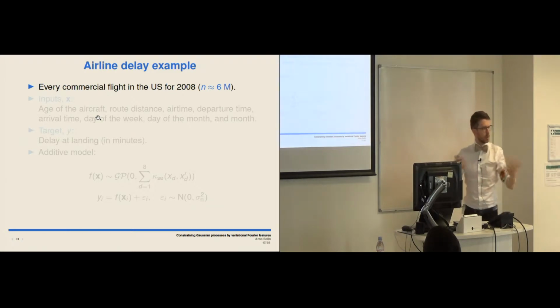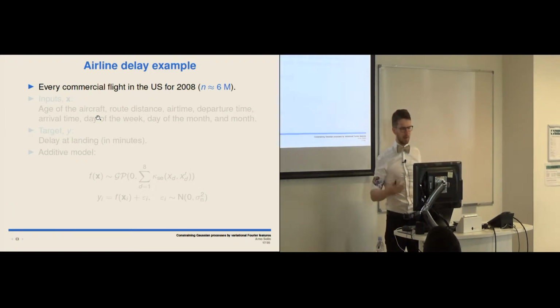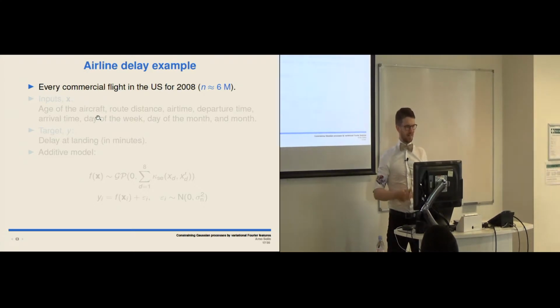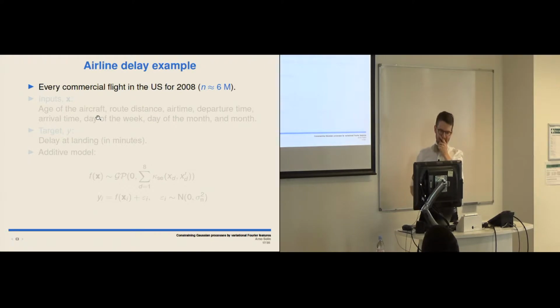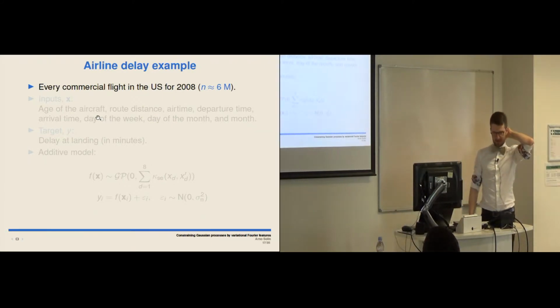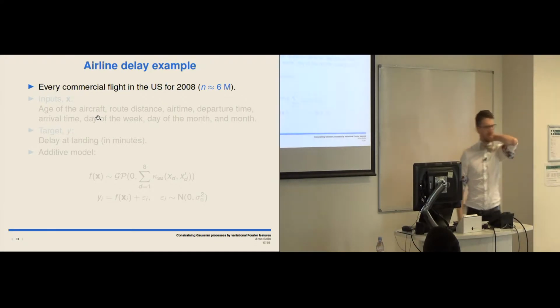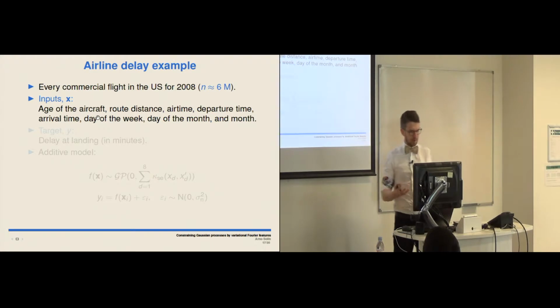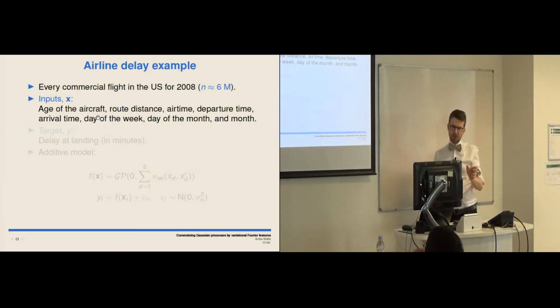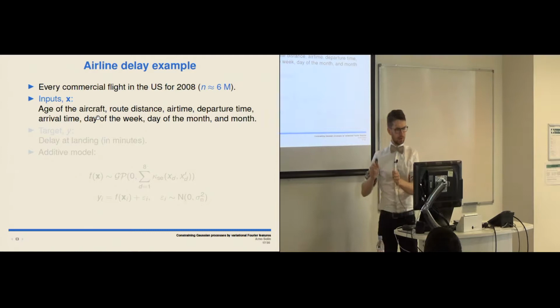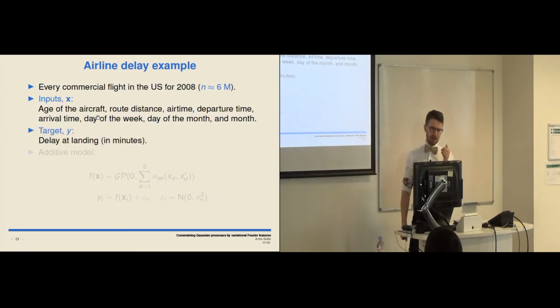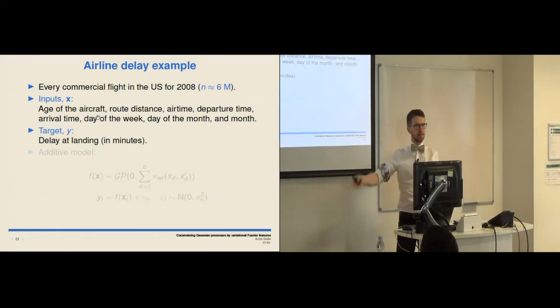After the brewery tour yesterday, I went back to the hotel and thought I should probably still update my slides. So I decided to make you a demonstration of how fast this is. Let's consider a data set. This is a standard benchmarking problem. The data set contains all flights in the US for the year 2008. I think this was originally in one of James Hensman's papers. The typical inputs are 8 inputs: the age of the aircraft, the route distance, airtime, scheduled departure time, arrival time, day of the week, day of the month, and the month. The target is to predict how much the plane is delayed at landing.